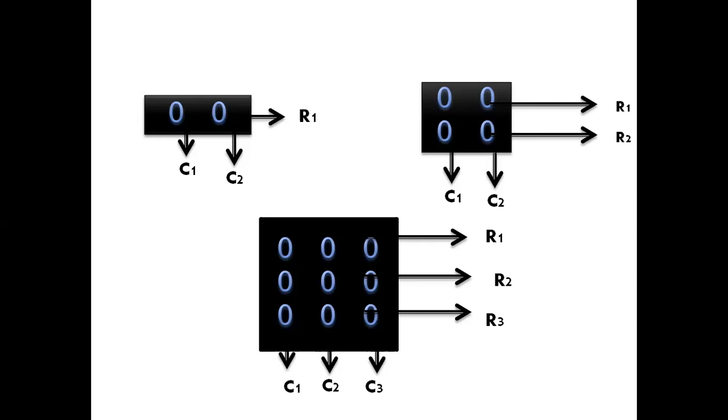Do you guess what type it is? Yes, it is a zero matrix. No need to consider the order of the matrix. The order may be 2 by 3, 4 by 3, whatever it is. If all the elements are 0 in a given matrix, it is a zero matrix.